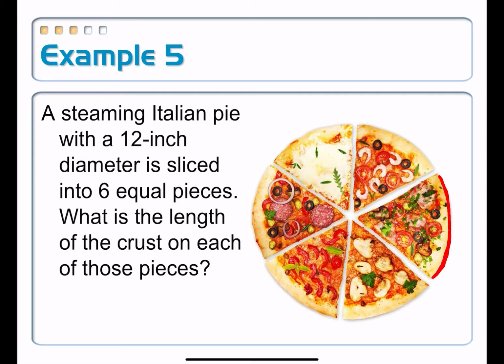Well, does it make sense that the crust that's on one of those pieces of pizza is just some fraction, some portion of the whole entire circumference of the circle? And specifically in this case, each one of these pieces is 1/6, so strategy-wise, I could find the circumference of this whole entire circle and then divide it into 6 pieces, or I can think of it as 1/6 of the whole circumference, because dividing by 6 and multiplying by 1/6 means the same thing.